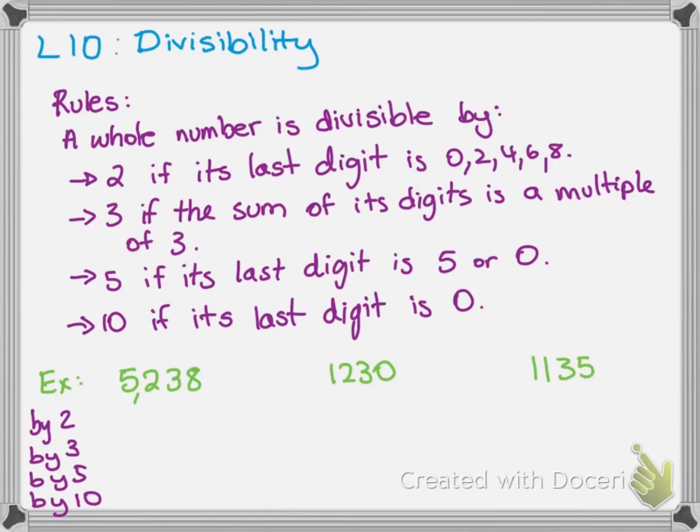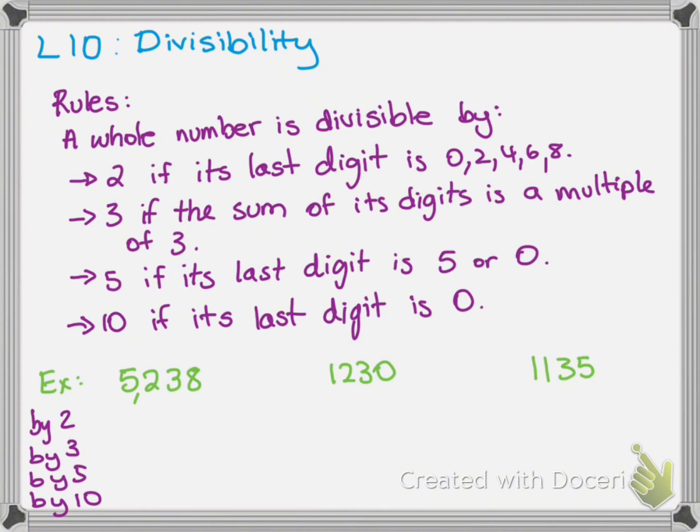Hello chicos, today we're gonna do divisibility, review the rules of divisibility. So remember that divisibility means if a number can be divided by another number or not. So the rules are very simple.